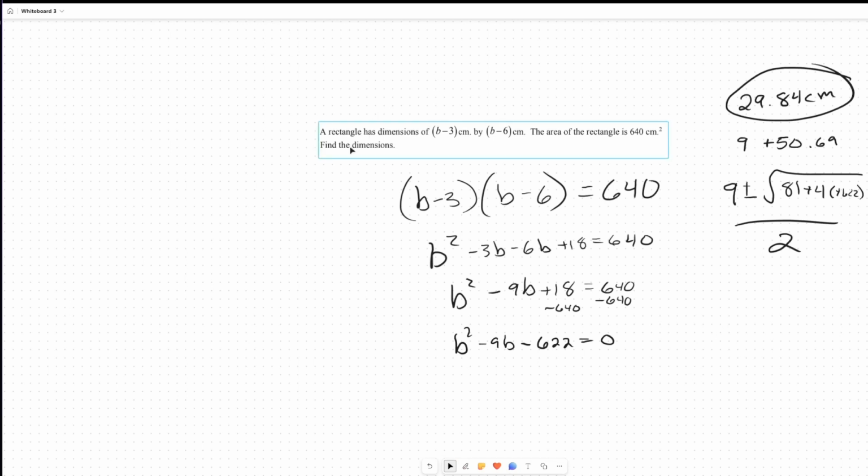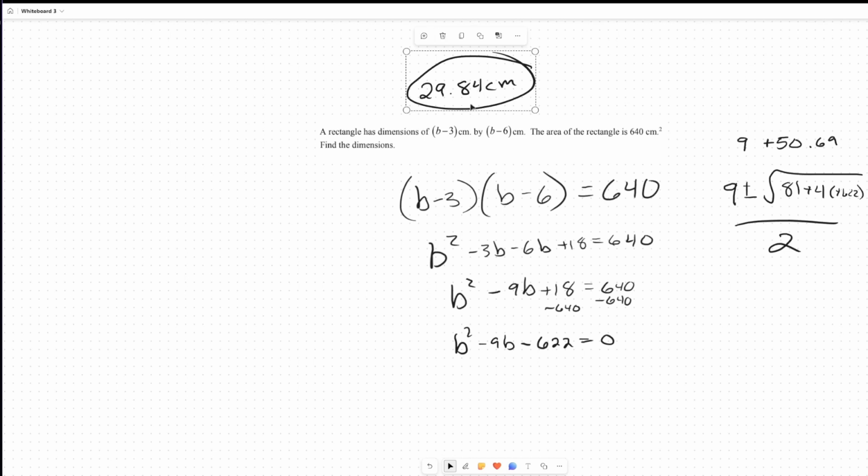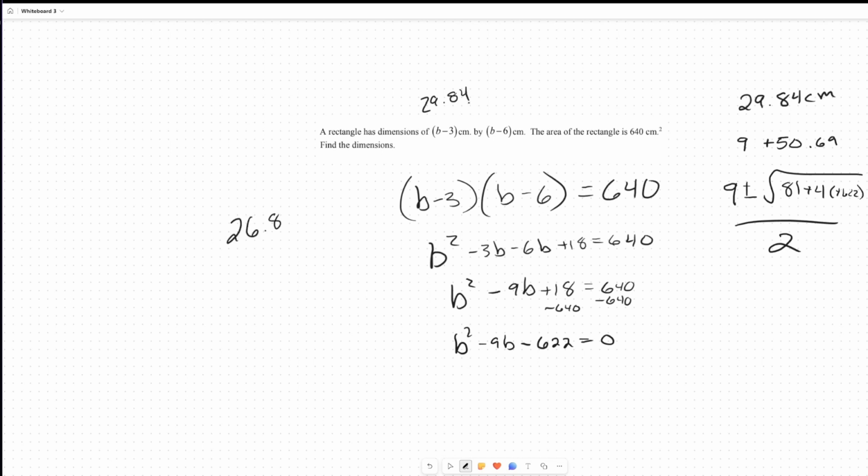Well, it actually says find the dimensions. So I would actually take this, which is my b, and subtract 3 from it. So I have b as 29.84. I'm going to have to subtract 3 from it to get 26.84. I'm going to subtract 6 from it to get 23.84. So those are my dimensions of my shape. And can't forget to label. We got our centimeters.